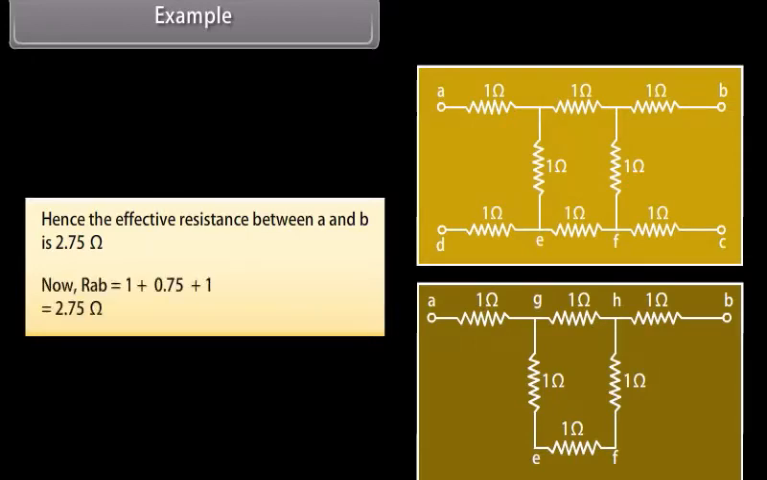Now, RAB is equal to 1 + 0.75 + 1 = 2.75 ohm.